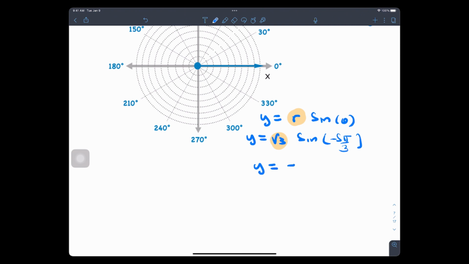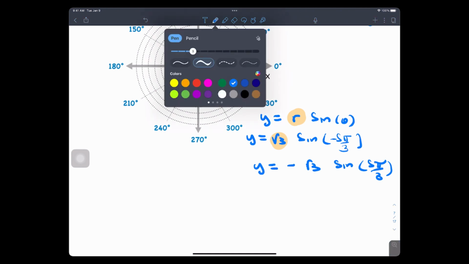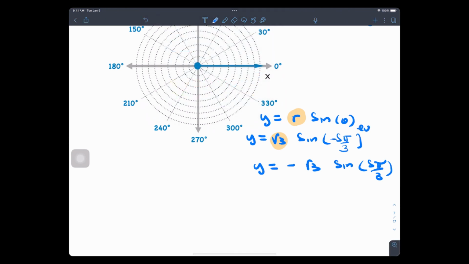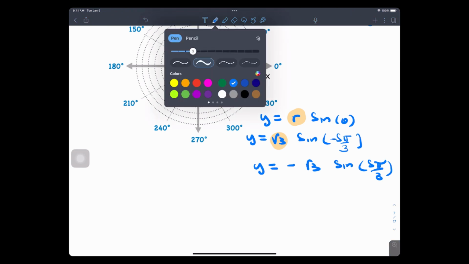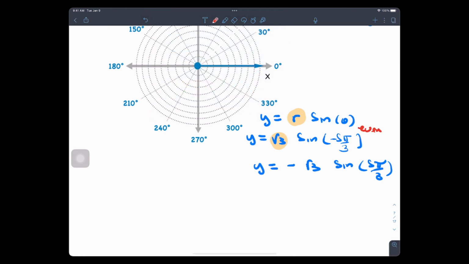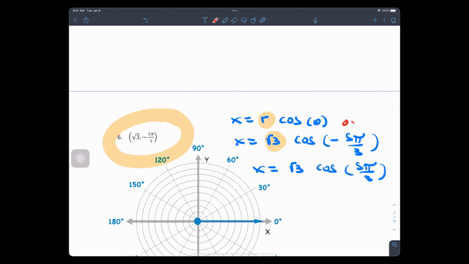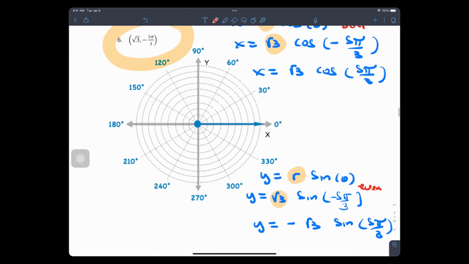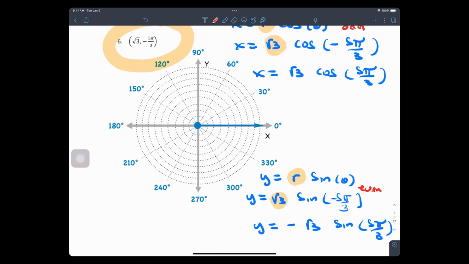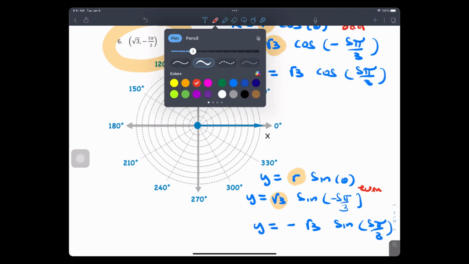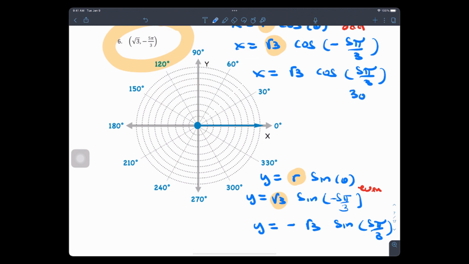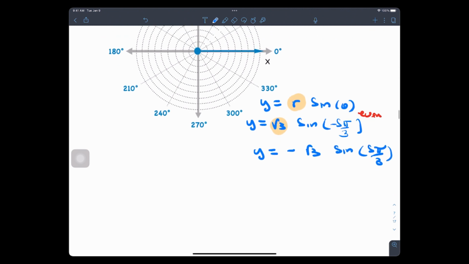Can I pull out my negative sign? Is that right? Because it's even? You say, what's even? Sine's odd. Cosine is what? Even. What's pi over 3? Is that 60? 5 times 60 is what? 300 degrees.